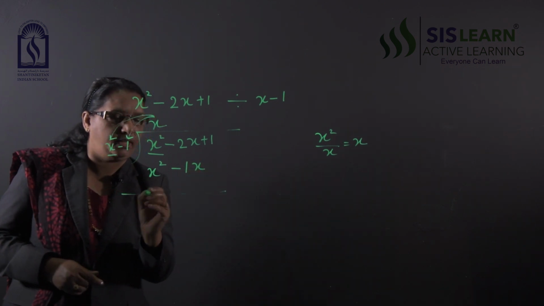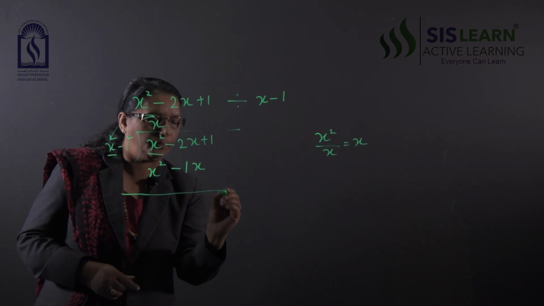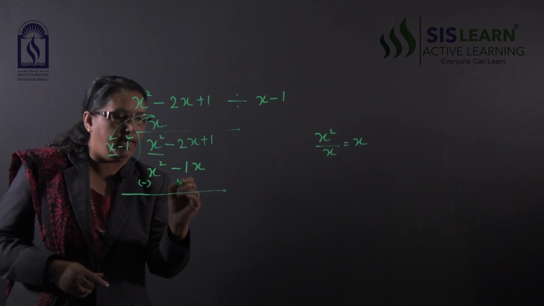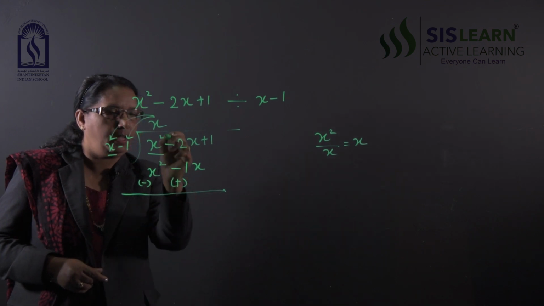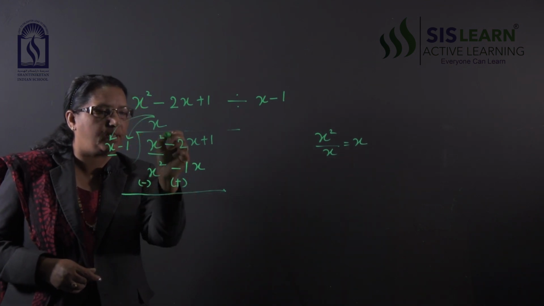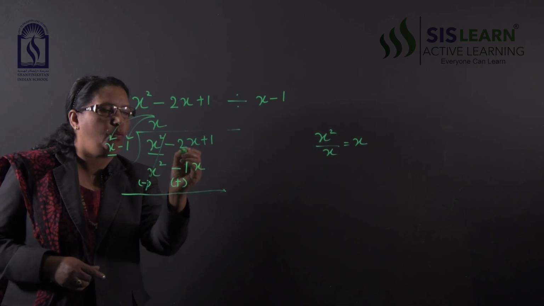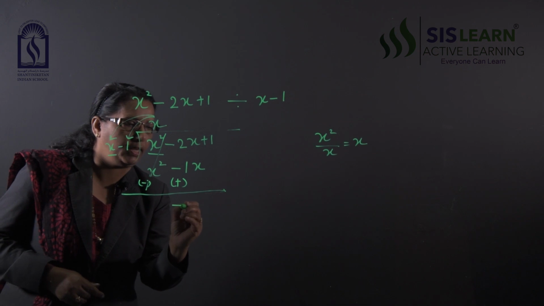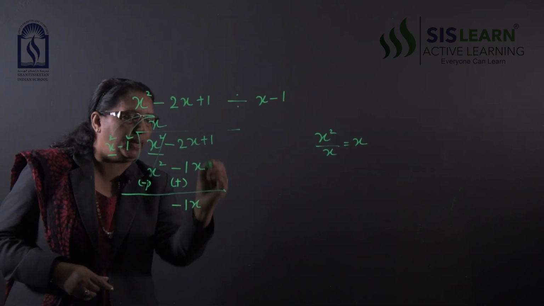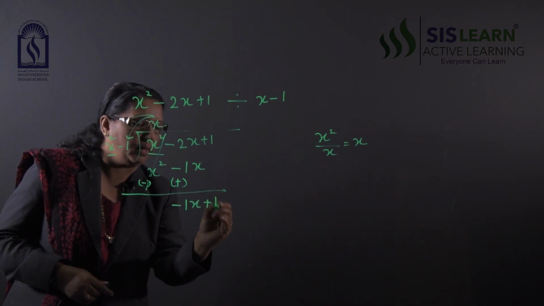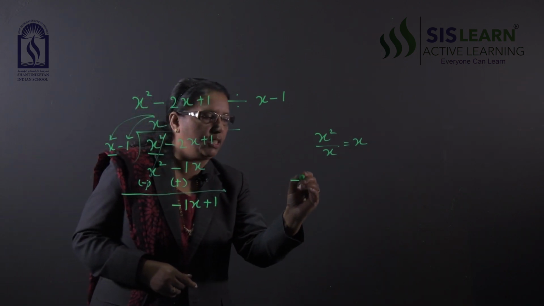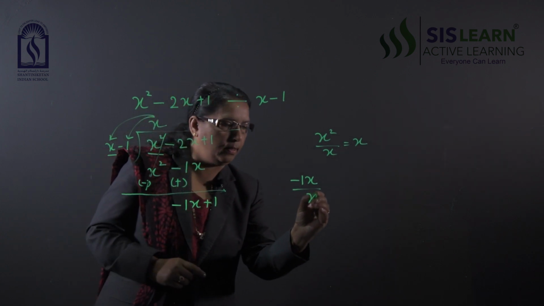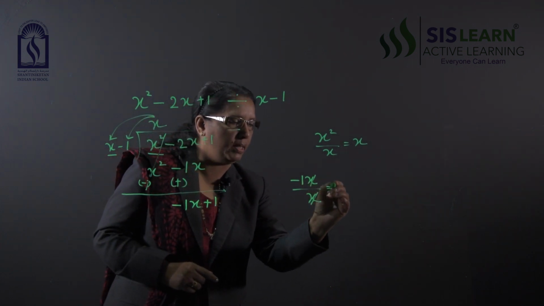Now we change the sign. This positive will change to negative, negative will change to positive, and here positive x square and negative x square will be cancelled. Now we have negative 2 and positive 1. We get the answer negative 1x and we bring down positive 1. Now again this minus 1x we divide by x, we get the answer minus 1.